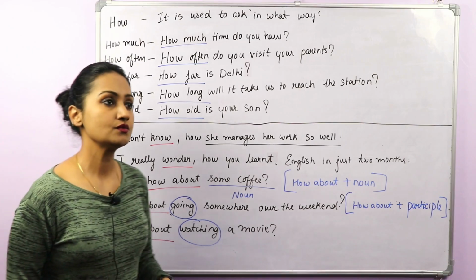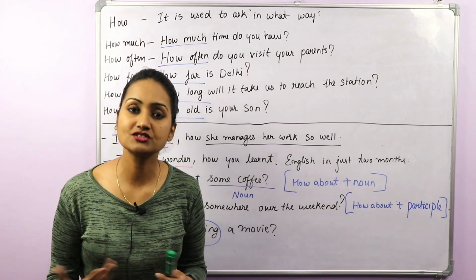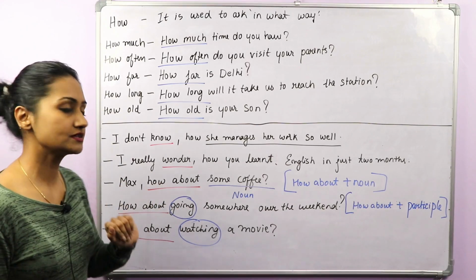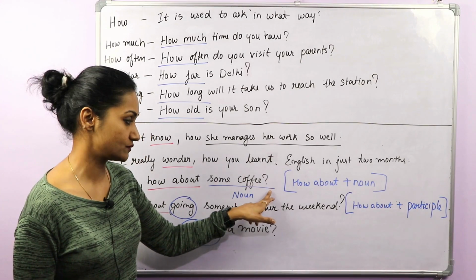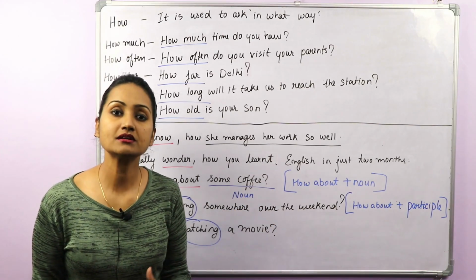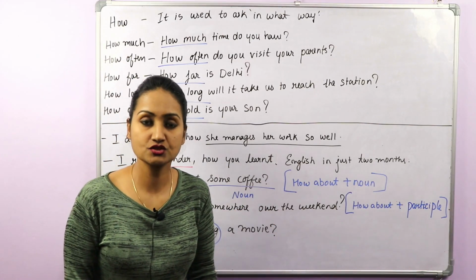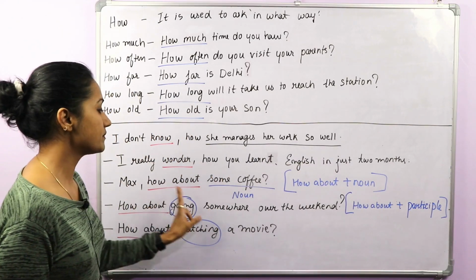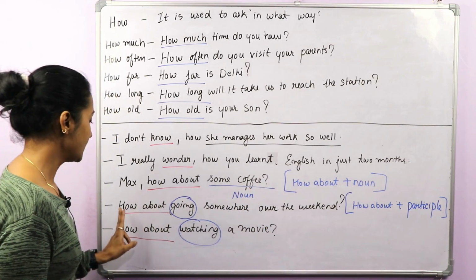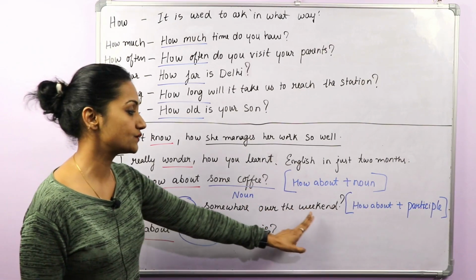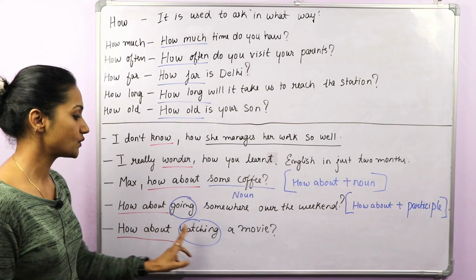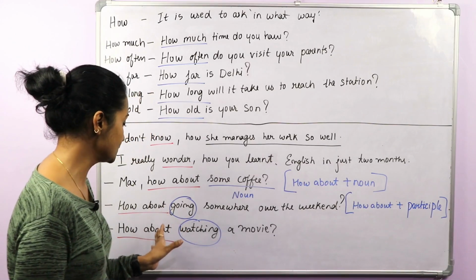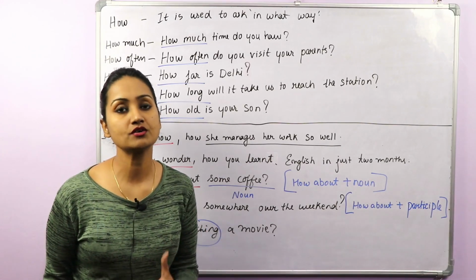Now we use how about also sometimes when we give an advice or a suggestion. Okay, for example, Max, how about some coffee? Here we have a question mark. However, it's a suggestion, but you have asked a question. Okay, should we go for a coffee? So it's a question. So, how about some coffee? Okay, how about going somewhere over the weekend? How about watching a movie? Okay, so these are all suggestions. So sometimes we can use how about when we talk about suggestions.